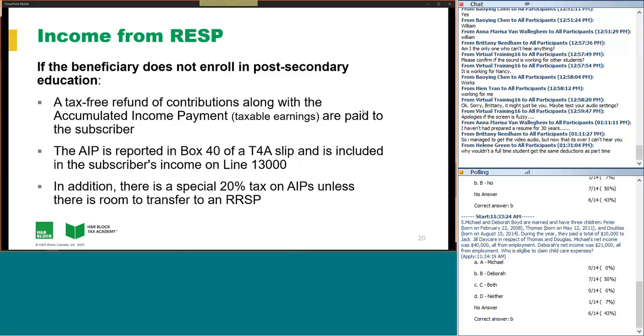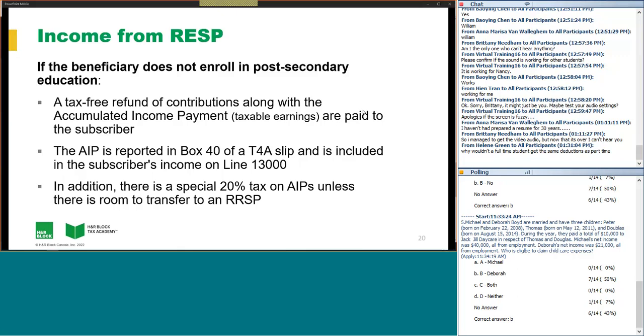In that case, the money goes back on the return of the person who put the money in. So whoever put the money in the RESP is going to get a box 40 on a T4A slip, and it becomes their income. So they're going to have to pay tax on the taxable portion instead of the student because they're not a student. And there's an additional 20% tax for all of that money, unless the person who put the money in the RESP originally has room. Now it says transfer, but that's not a good choice of word, unless there's room to purchase an RSP. Because you can't do this as a transfer.